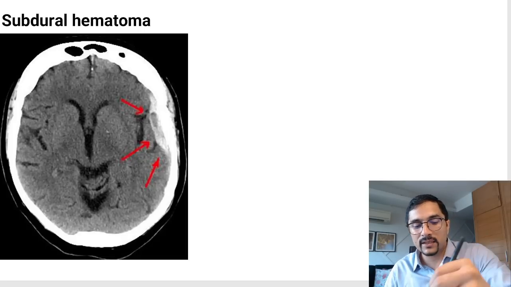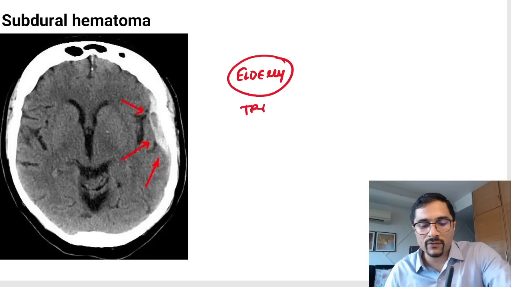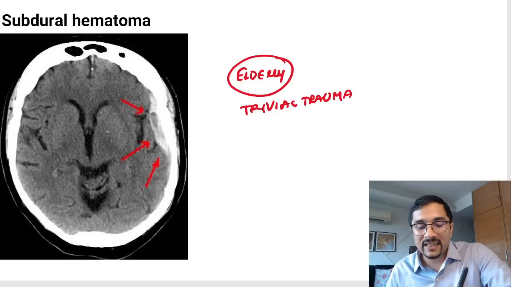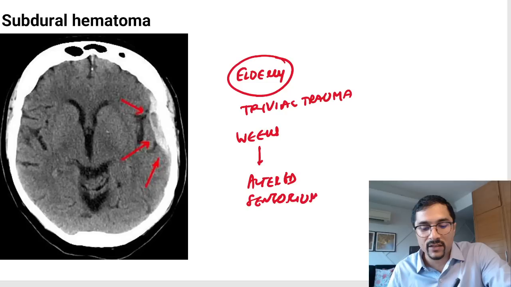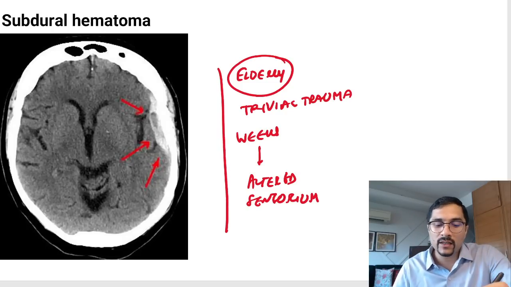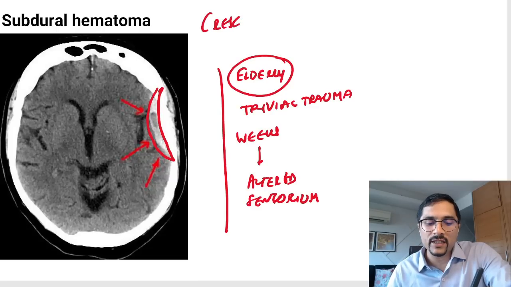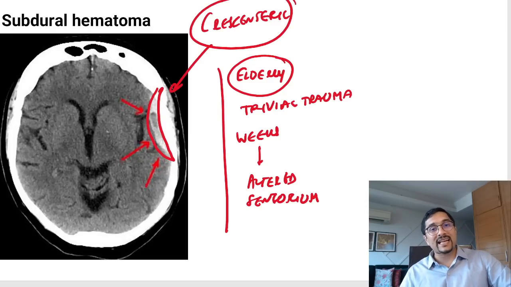This is subdural hemorrhage. Subdural hemorrhage, you will have an elderly patient. There will be history of trivial trauma in these patients, and after a few weeks they will go into altered sensorium. These are the key words you need to look out for. That is subdural, and on NCCT you get a concavo-convex or a crescenteric hemorrhage which is not restricted by the sutures.